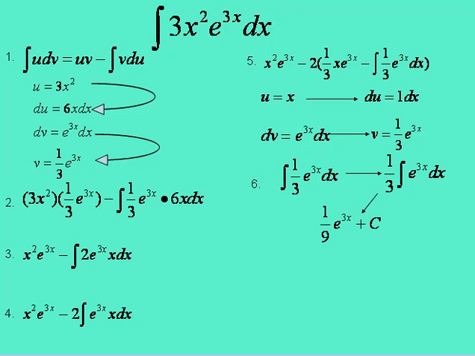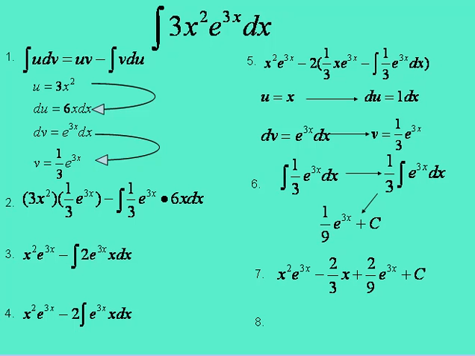Integrate e to the 3x dx, which is 1/3 e to the 3x, and 1/3 e to the 3x times 1/3 gives you 1/9 e to the 3x plus c. Do not forget the plus c. Now, plug the 1/9 e to the 3x plus c into what we were left with at step 5, replacing the integral of 1/3 e to the 3x dx.